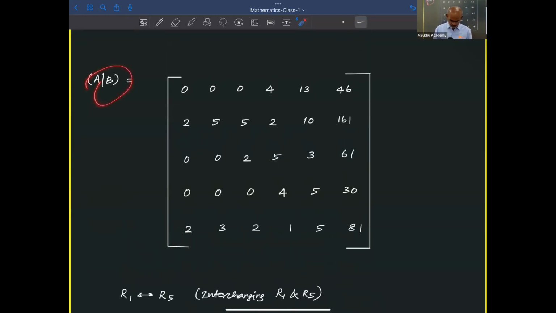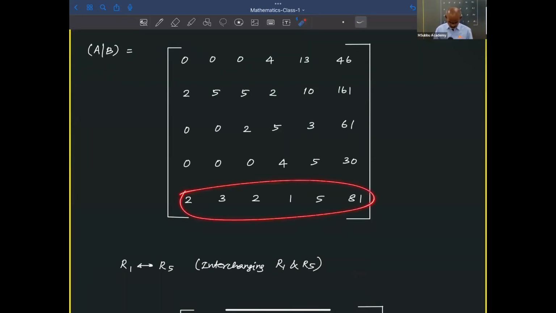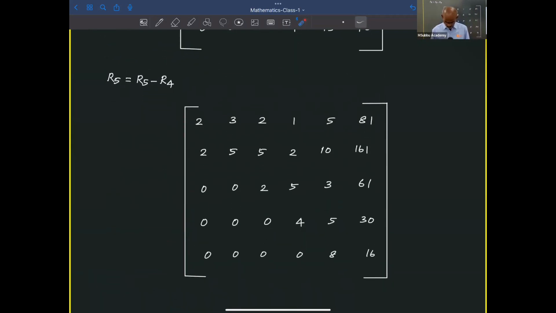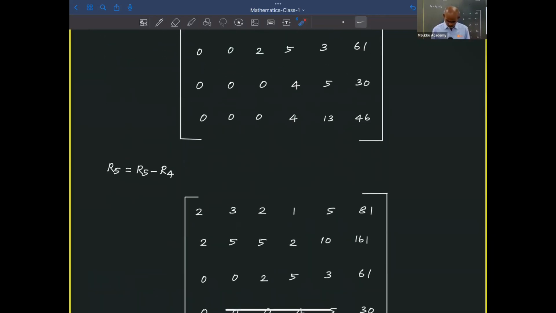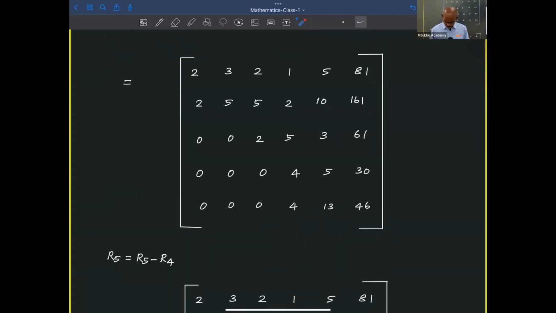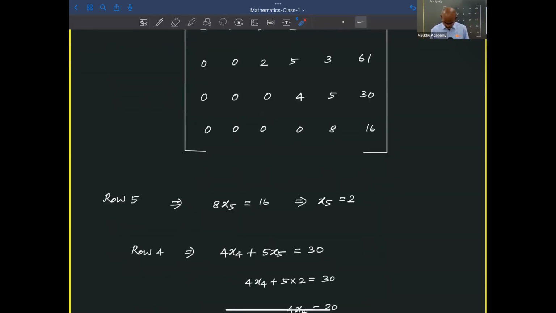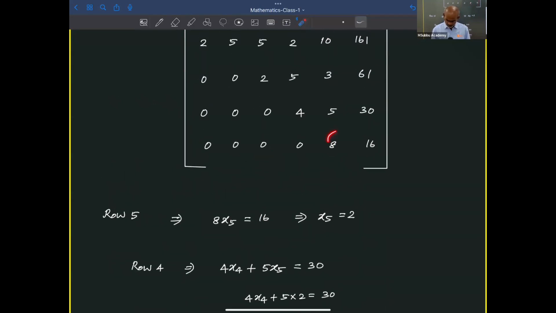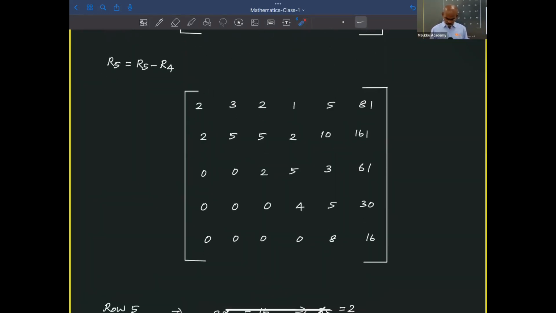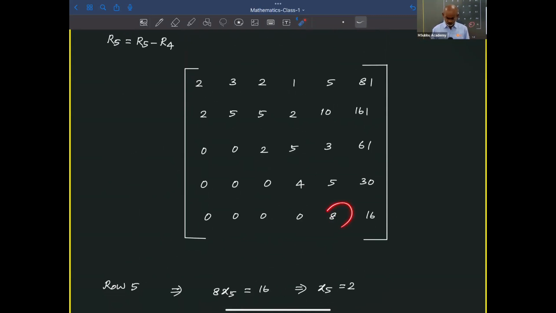For this augmented matrix, this operation is now done. Rows 1 and 5 are interchanged. Somehow we have to make it triangular. For that, of course this element is also there. You can still solve it, but comfortably if you make this also 0. This element, the fifth element, multiplied by x5 will directly give the answer. Once this is solved, using that you can solve for x4 and x3, which is what is asked.